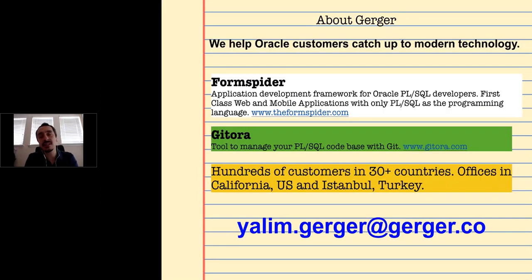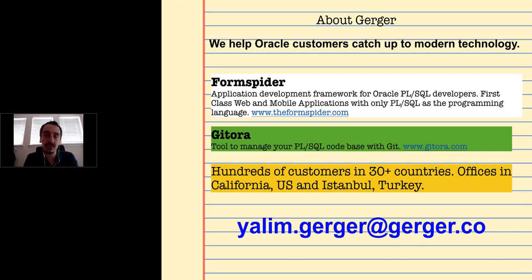So about us, we help Oracle customers catch up to modern technology. Specifically, we have two products. One is FormSpider, which is an application development framework. Some of you might know it and might even be customers, like Visva here. Basically, FormSpider helps you build great cross-platform web applications using PL/SQL only. You don't need to know JavaScript or anything. I know some of you are using Apex, but if you're not happy with it and wonder whether there might be something better, it's worth taking a look.